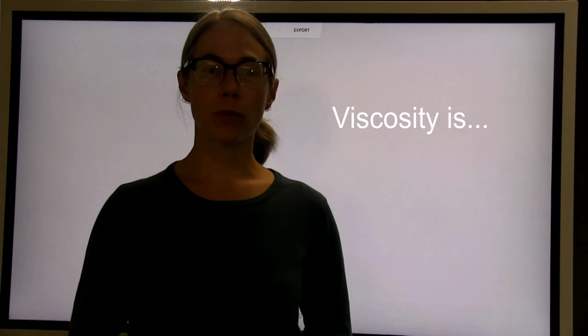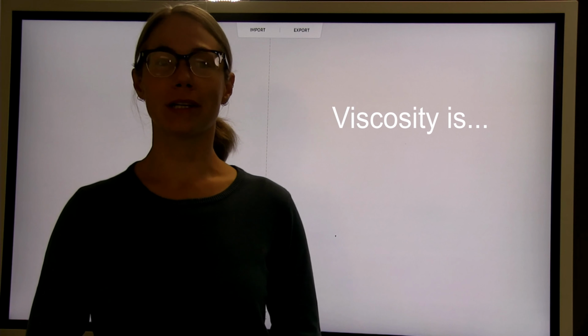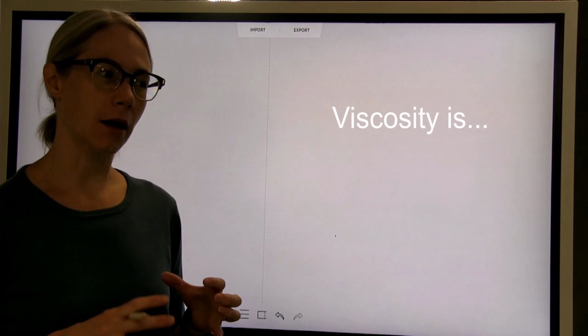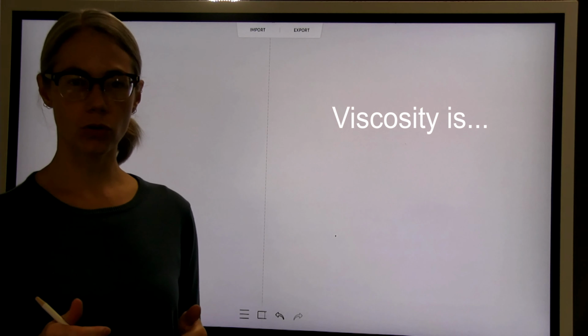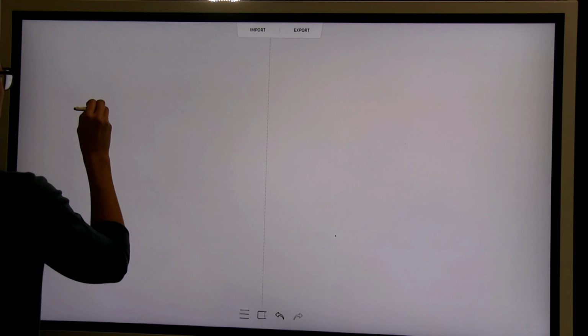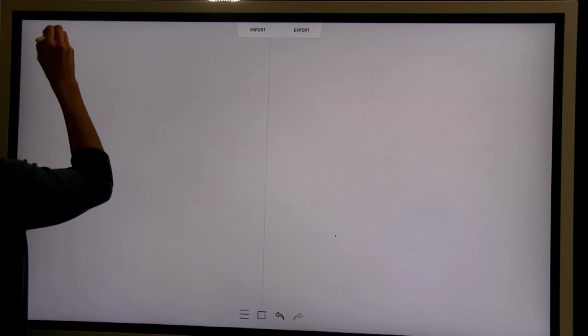which is essentially a measure of a fluid's fluidity. Viscosity is a measure of a fluid's resistance to deformation, and you can think of it as the internal resistance it has to motion. So we're going to write a few notes down here so we remember that.